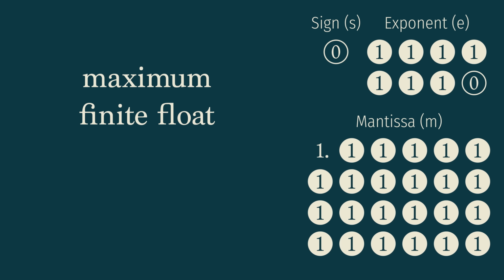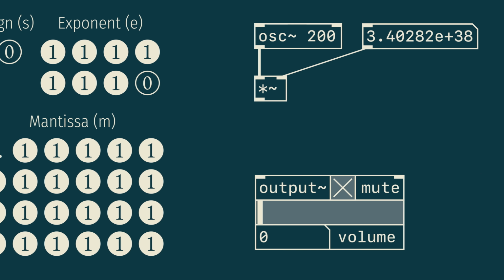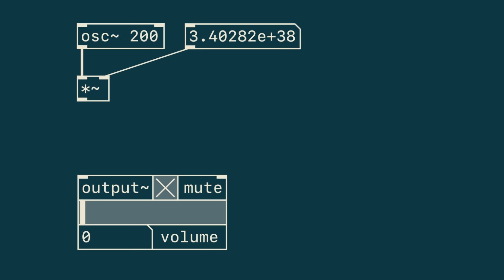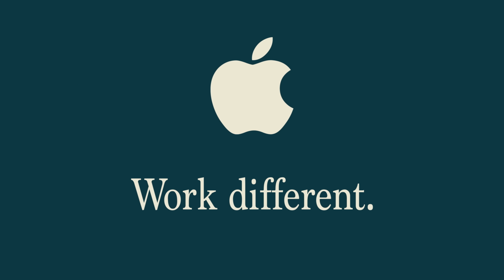The biggest number you can store in 32 bits is about 3 times 10 to the 38. You can send your speakers these ridiculous values with *~, but don't! The Pure Data manual says it clips output values above 1 and below -1. This is wrong. Apple does something else, as usual.